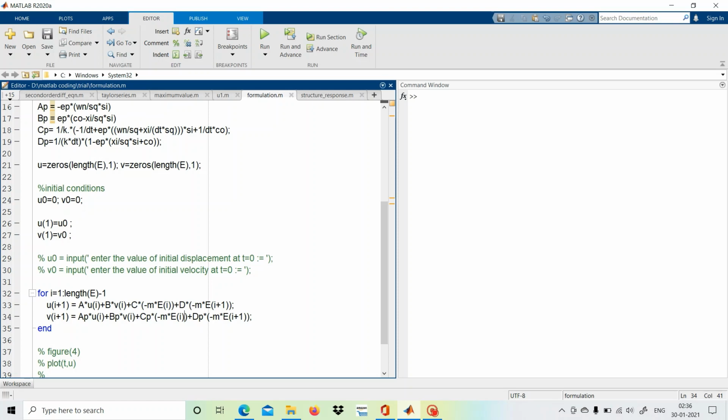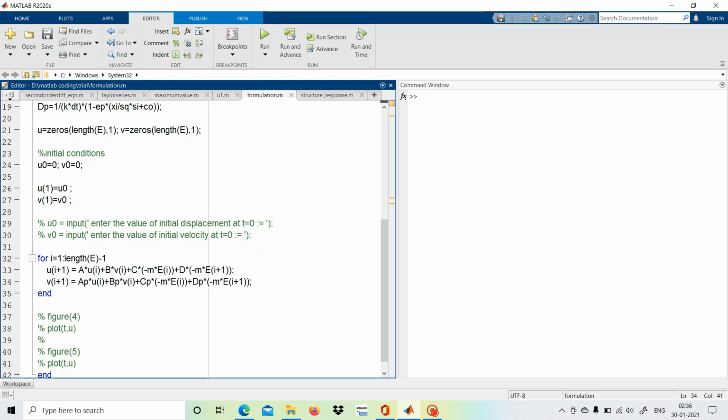And then the initial conditions were given as u0 equals 0 and v0 equals 0. We know that in column vectors, if we have any column, it starts from the first position, 1 to n. Therefore it will start from u of 1, that would be u naught, and v of 1 will save at the first position, v naught.